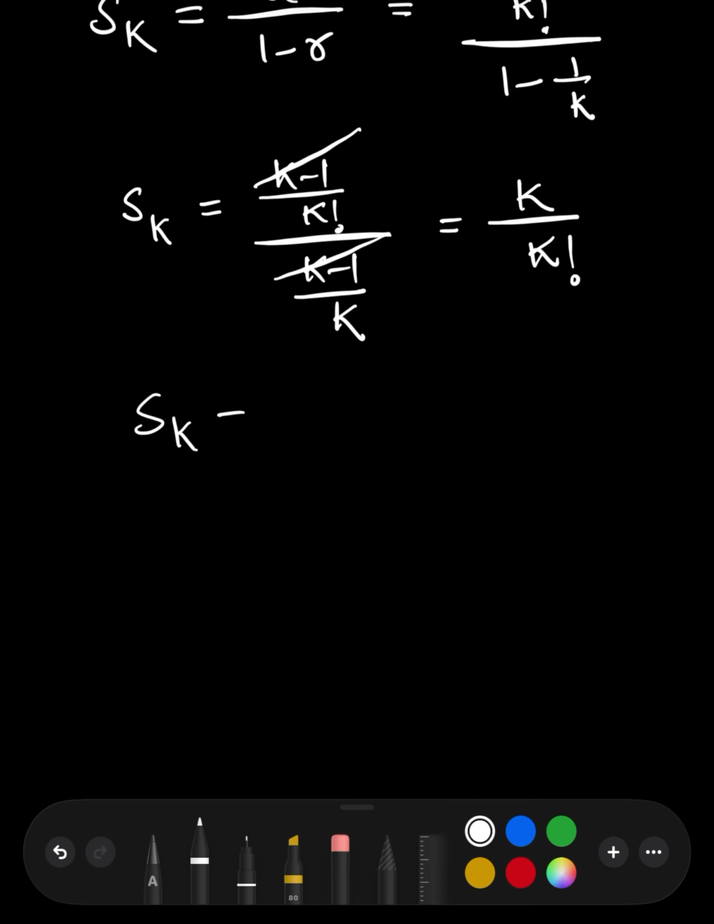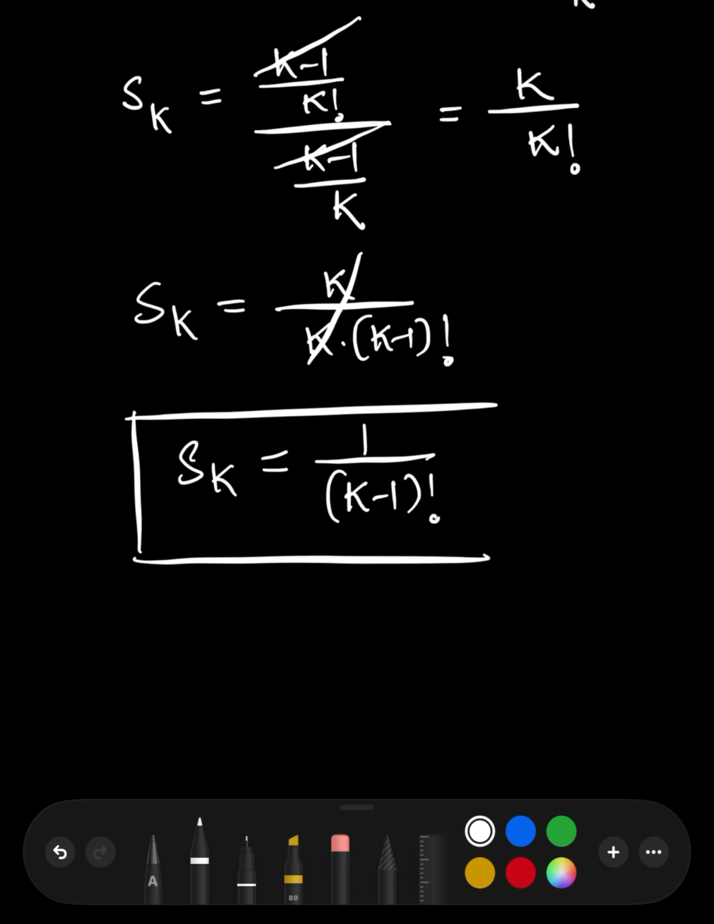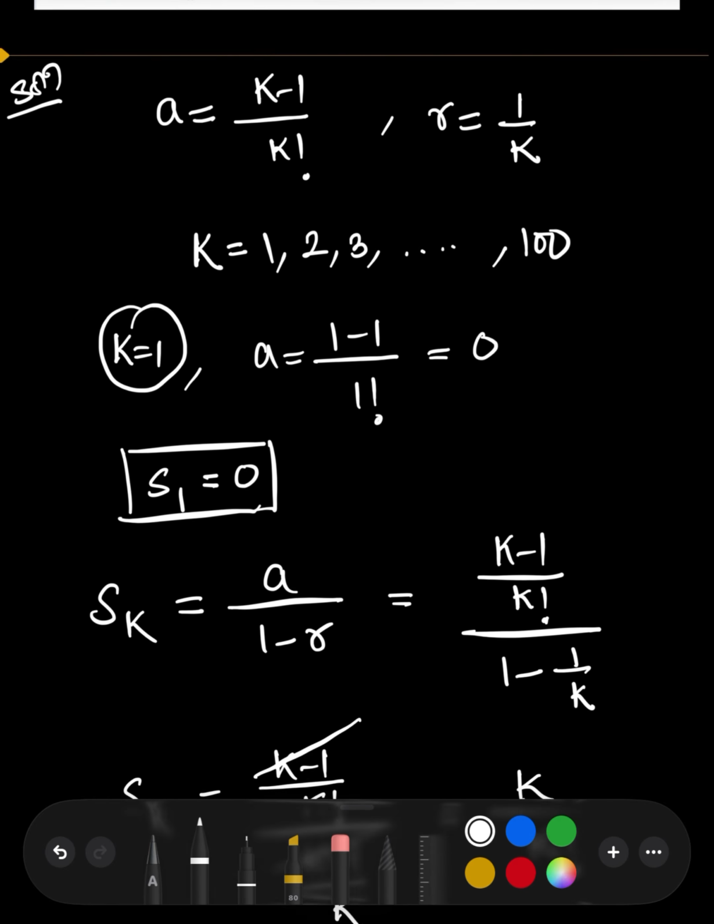So S_k equals k by, this is k into (k minus 1) factorial. So that k gets cancelled. So clearly S_k equals 1 by (k minus 1) factorial, right? And do remember that here the k value clearly starts from 2 and ends with 100. We can't consider k equal to 1. That is a very important point here.